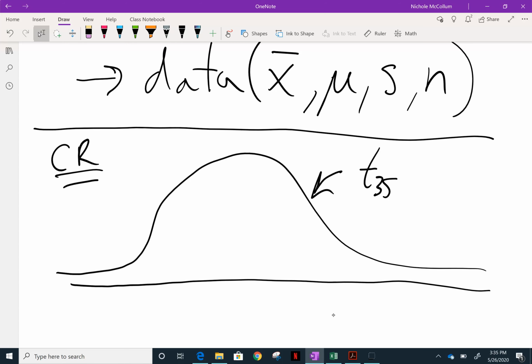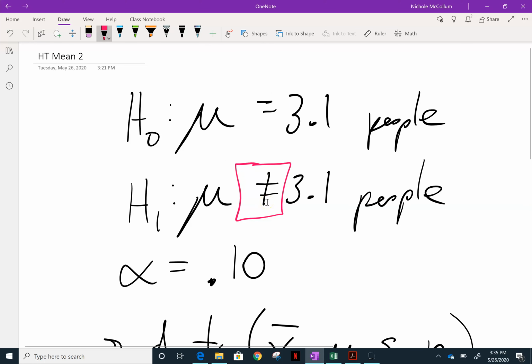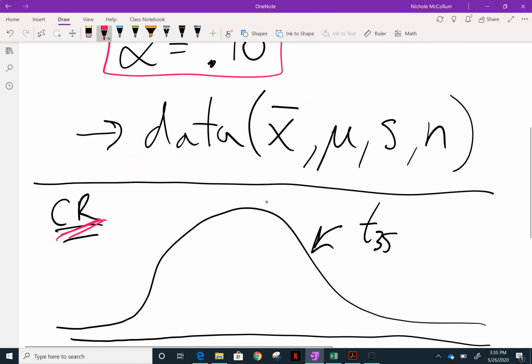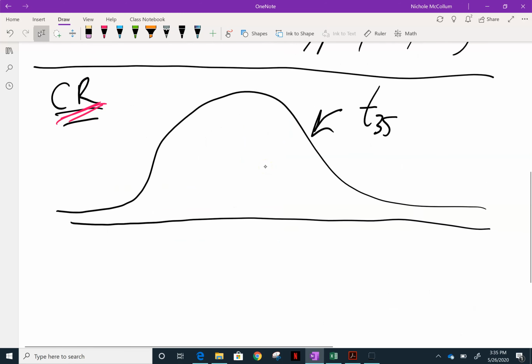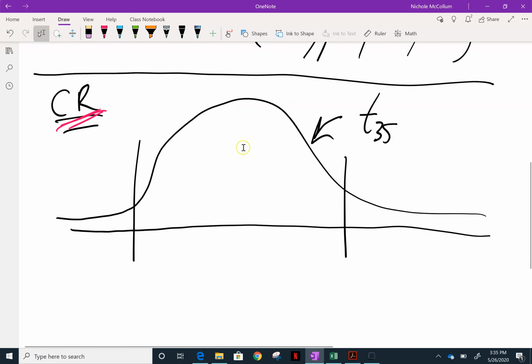So here's our T distribution. So what do I want to do? I want to do a hypothesis test. Well, I know it's a not equal to, and let me check out alpha. Recall that both of these pieces right here help me build my critical region. The not equal to means I'm going to have two bars. Boom. The alpha is the allowed area on the outsides.